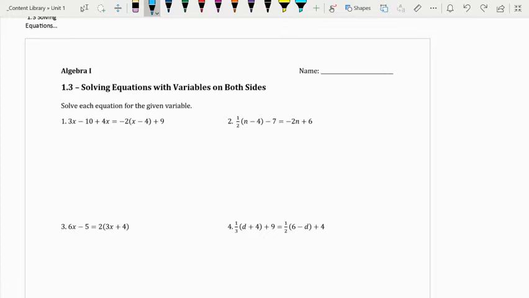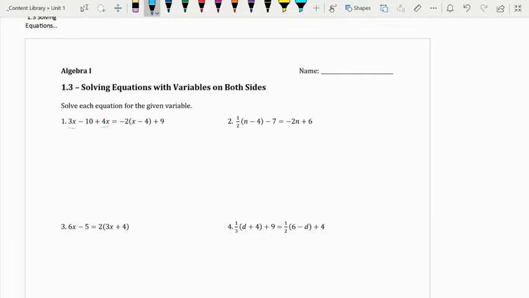Okay, we're gonna do 1.3 today, which is solving equations with variables on both sides. And we've actually seen a couple examples of this, but we're just kind of making the equations a little bit more difficult and involving a lot of fractions here. So we are gonna start with number one, where if you notice, there's a lot going on here, and we're gonna end up combining like terms to start on the left.